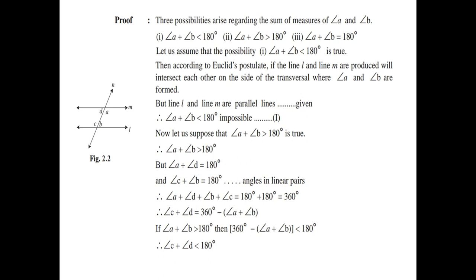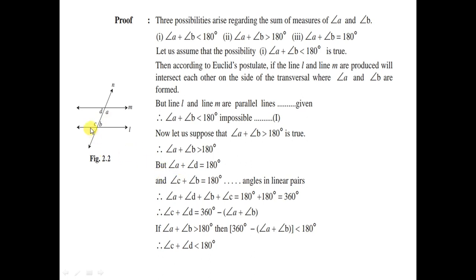Let us assume the second condition, that angle A plus angle B is greater than 180 degrees is true. But angle A plus angle D is 180 degrees. Angle A plus angle D is 180 degrees because it is a linear pair. It's a straight angle, that means its sum will be 180 degrees.